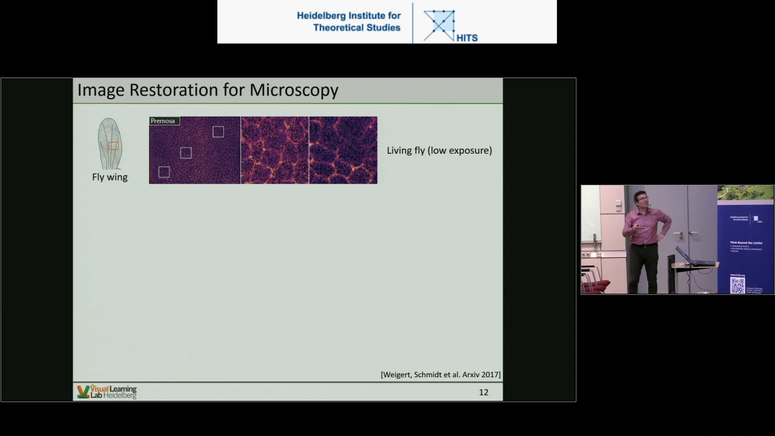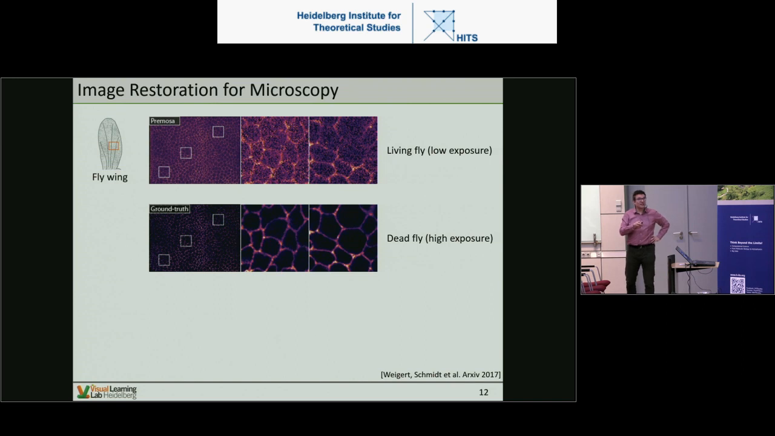So here's one example. You've got the fly wing, and you've got the living fly wing with low exposure microscopy. You get a lot of noisy images. If you were to kill the fly, and you've got a high exposure, then you get such an image.